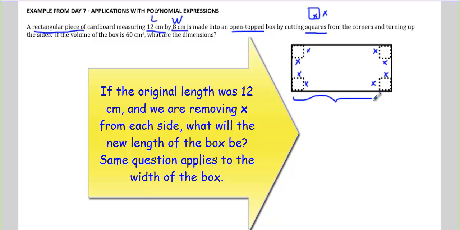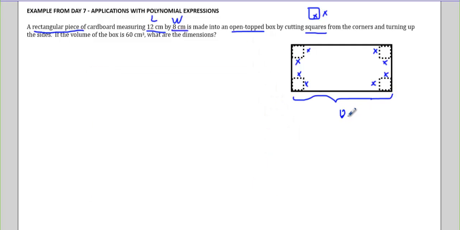If the original length was 12 and we are removing x from each side, what will the new length of the box be? And really the same question applies to the width of the box. If it was 8 and we remove x from each side, what will the width be? Well, the length will be 12 minus 2x, because we're removing 2x from the original length. And the width of the box will be the original 8 centimeters minus 2 times x, which belongs to the squares that we removed from the corners.